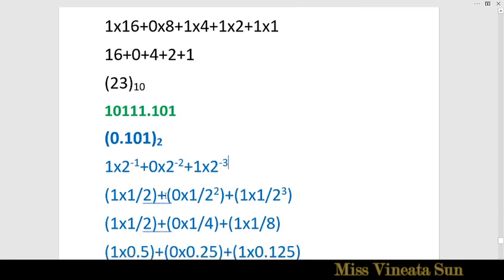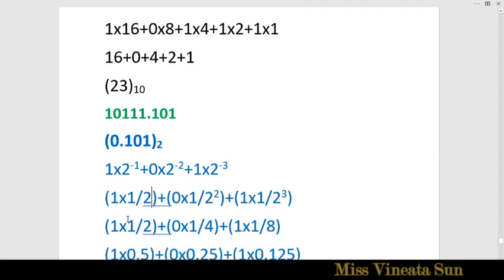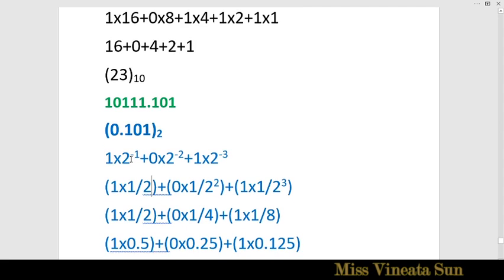Okay, so how do we calculate this? Actually, you don't have to show all this. I'm just showing you in this video so that you can understand clearly how you can do the calculation on paper as well. Okay, so actually 2 to the power of minus 1 means 1 divided by 2. Okay, so this would mean 1 into 1 divided by 2.